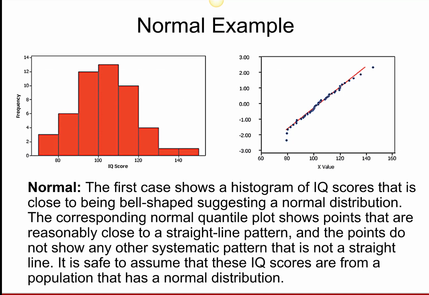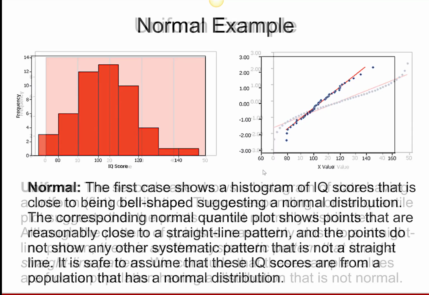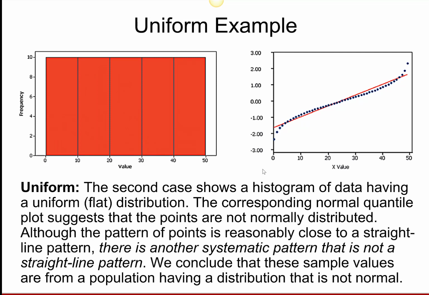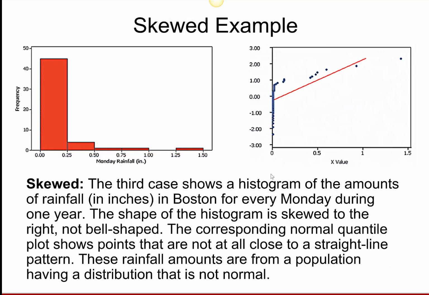So here's a nice example of a normal distribution. Here's IQ scores, here's the histogram, a nice bell-shaped curve. Here's the normal quantile plot. We might say there might be some outliers here, perhaps over here, but that looks pretty good. Now here's an example of one with a systematic pattern that is not a straight line. If you notice, it goes above and then it goes below. There's not a random pattern around that straight line. And then here's another one that's a skewed example. This is not a normal distribution, as we can tell again from the histogram. It's a skewed distribution.